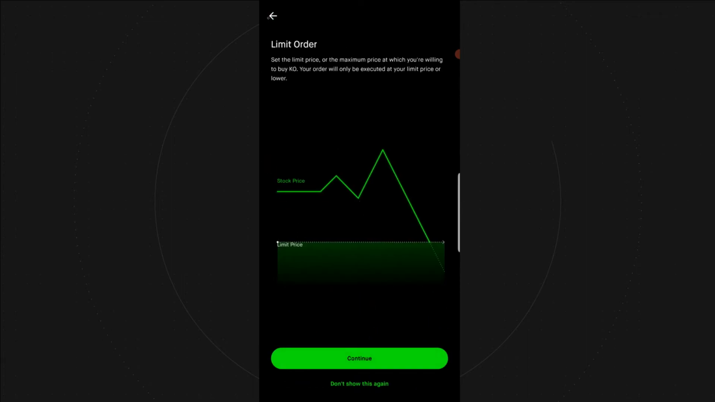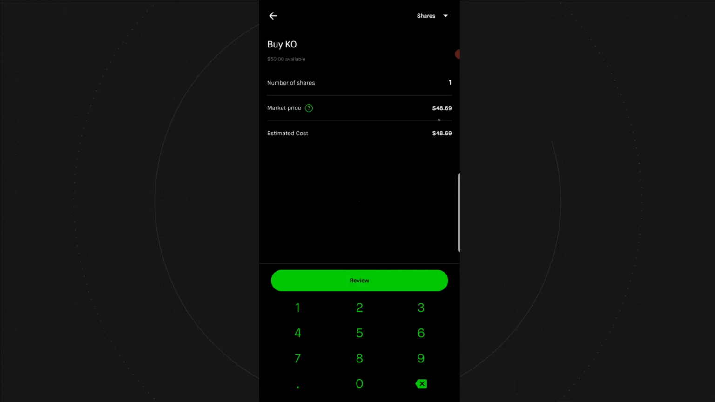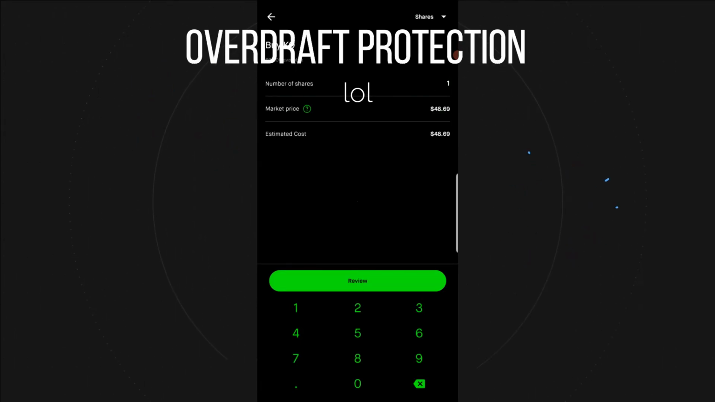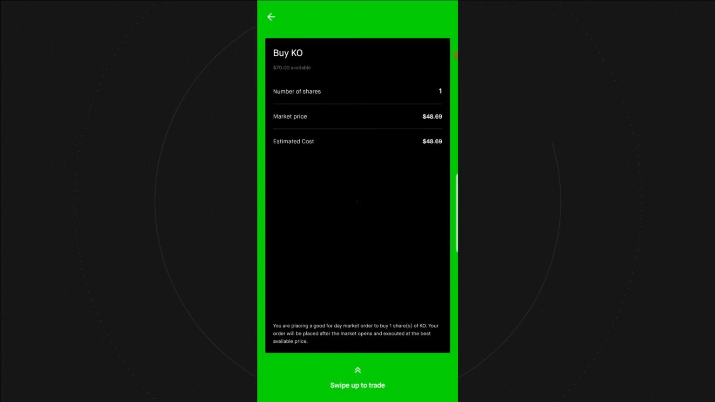However, if you want to just buy it right as is, you would simply do a market order, which gives you the market price, what it is right now, that you're going to buy it at, and you would click how many shares you want. You would review it. Okay, one little tidbit to note about Robinhood is that they want at least 5% of the cash you have available to be over what you are purchasing. So I only had $50 in there, and this, of course, is $48. So they wanted me to put a little extra money in there, so I went ahead and bumped it up to $70 in this account. So now I would be buying 1 share at $48.69. I would click review, and then if I wanted to buy this, I would swipe up to trade.